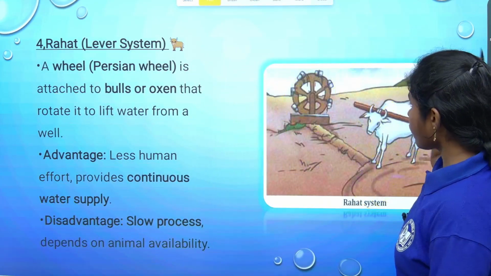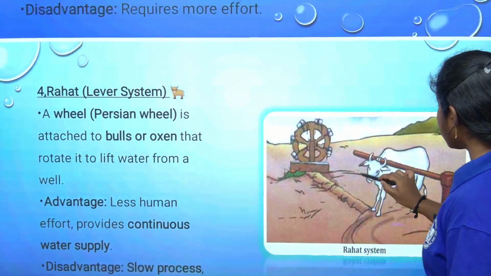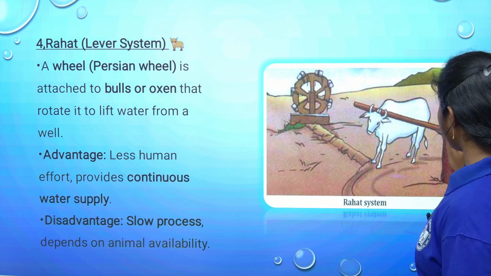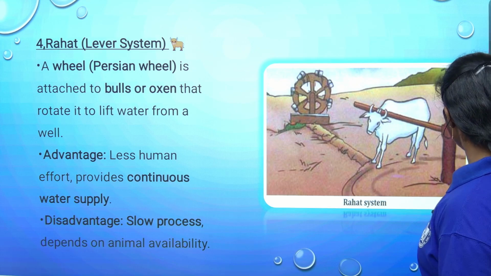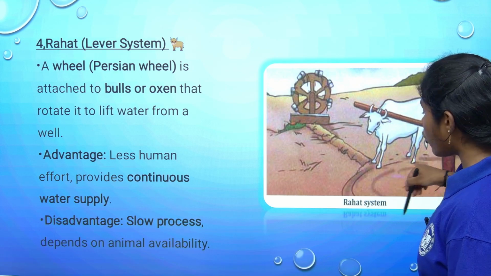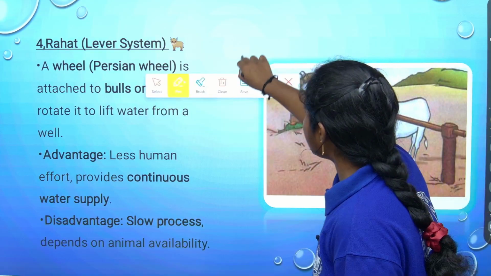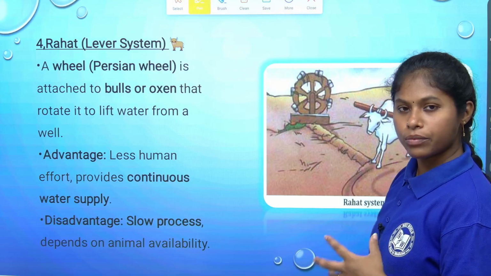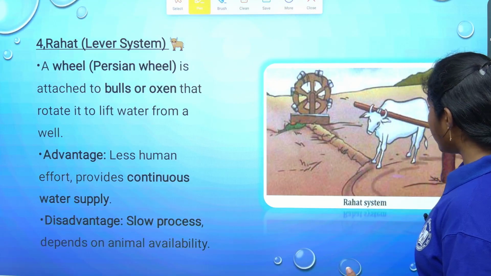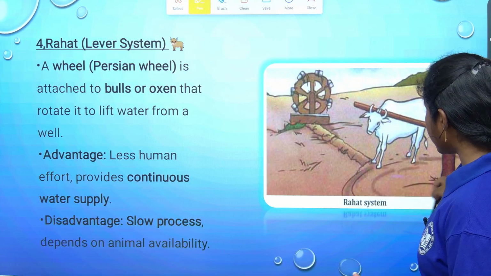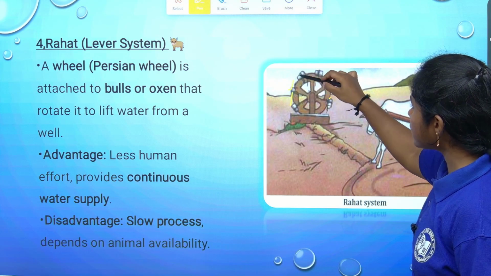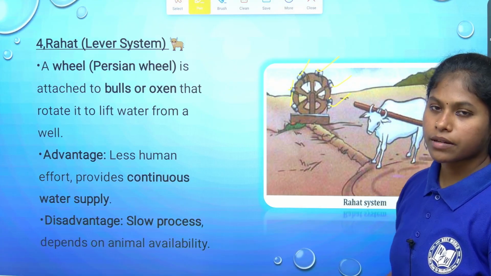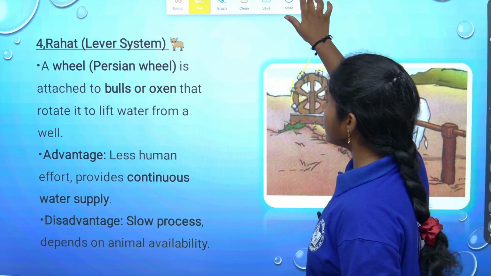So children, once again see this. In the circumference, two wheels are kept. This is one wheel and here is the other wheel. The animals, oxen or bull, keep on rotating. Thereby the water from the well is dragged into this wheel, providing more water at one time. In one round of the animals, these many buckets of water are supplied, which means a larger amount of water is supplied in the Rahat system. That is why we call it a leveler system.